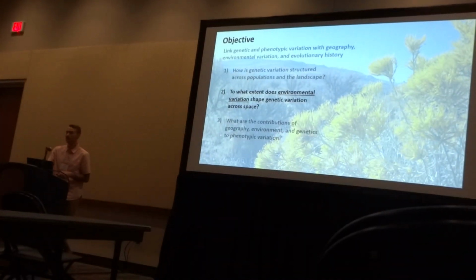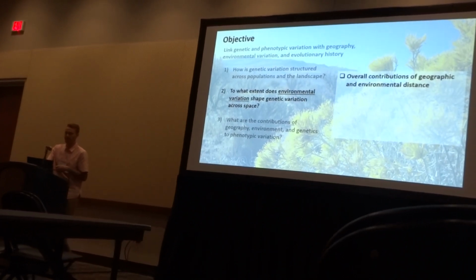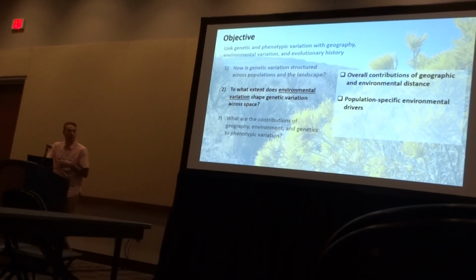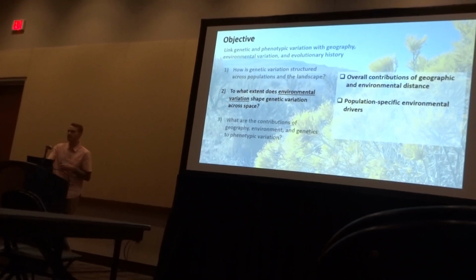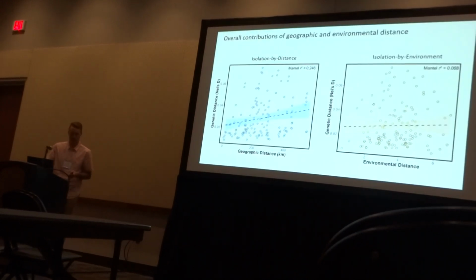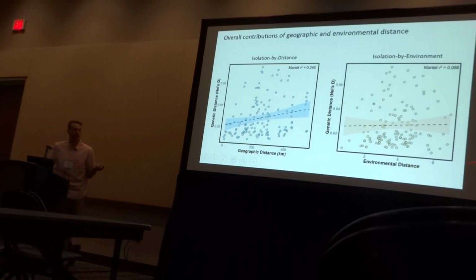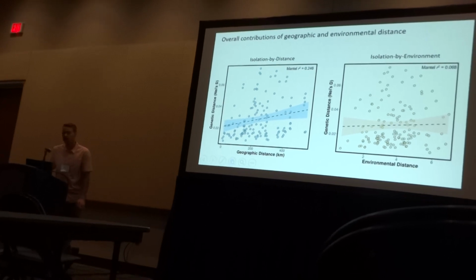Next, we're going to look at environmental variation in a couple ways. First, we're going to look at the overall contributions of geography and environmental distance. We're going to look at population-specific drivers of environmental variation and look at specific environmental associations. So here are correlations between genetic distance and geography and environment. So you get estimates of isolation by distance and isolation by environment.